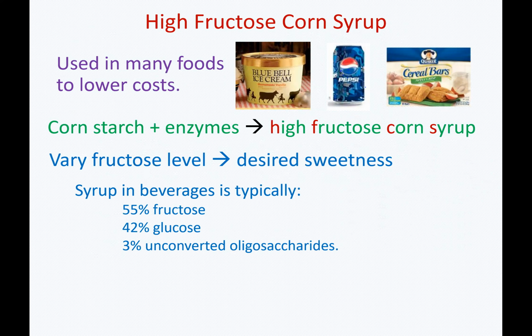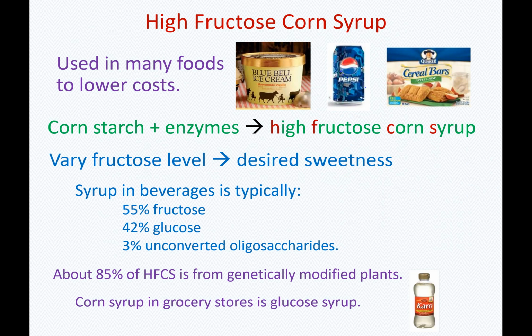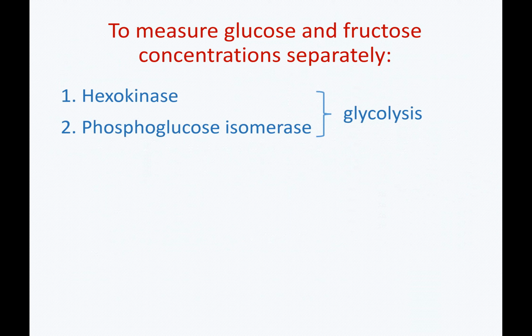In beverages, the syrup is typically 55% fructose, 42% glucose, and 3% unconverted oligosaccharides. Note that about 85% of high fructose corn syrup is from genetically modified plants. However, corn syrup in the grocery stores is simply glucose syrup. There's no fructose.